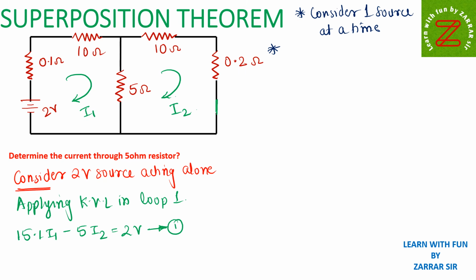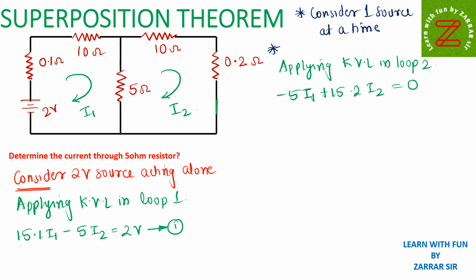Now let's take equation number 2. I am applying KVL in loop 2. Just add all the resistance of loop 2. 10 plus 5 plus 0.2 becomes 15.2. So I'll write plus 15.2 I2, and this 5 ohm resistance is in loop 1, so minus 5 I1. You know the shortcut, I've already taught you in the KVL video, is equal to 0.